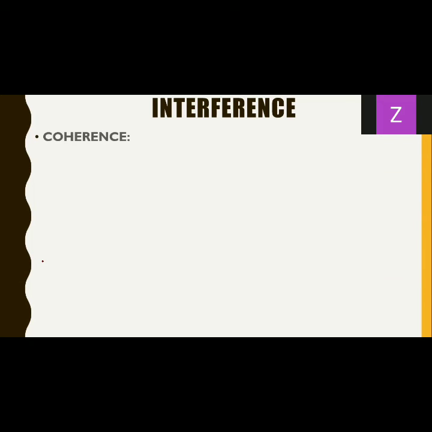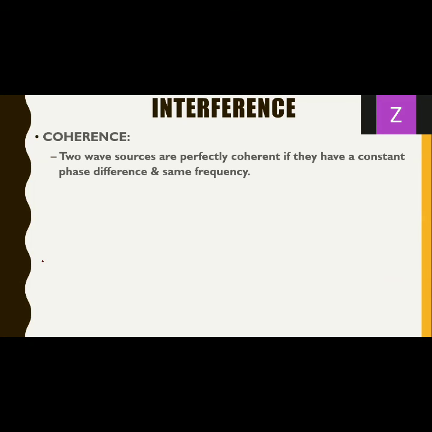So we are going to understand what exactly we mean by coherence. When we say that two sources are completely coherent, they have a constant phase difference and the same frequency. Either they should have the same phase or they will have a constant phase difference. And obviously both of them should have the same frequency. So in order to see a proper interference, we need to have coherence in the sources. If the sources are not coherent, then we won't be able to see that interference pattern.